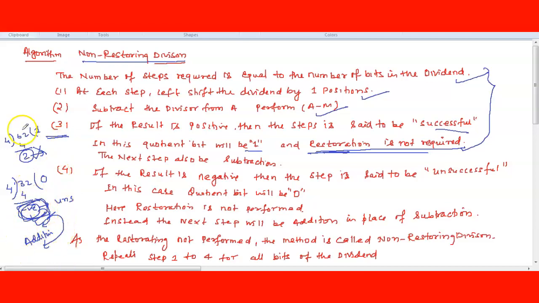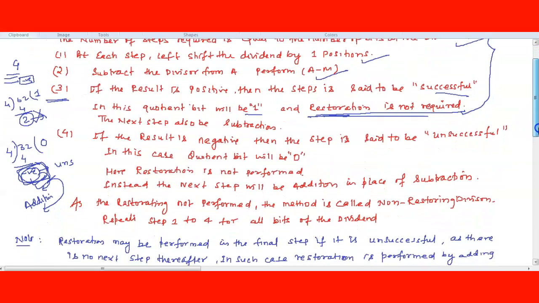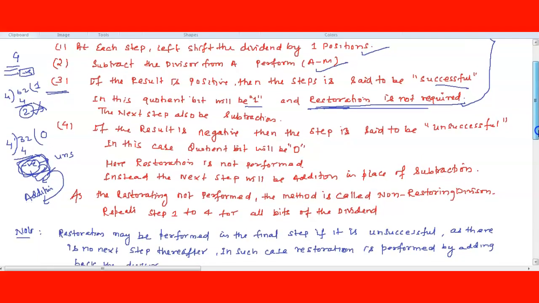Consider the last step: if you have a 4-bit dividend and 4 steps are over, and in the last fourth step the value is negative, we cannot go to the 5th step because only 4 steps are over. That time only, the last step restoring is performed. Whenever you get a negative number in the last step, only then can we perform the restoration. So I will read the algorithm, then we'll see the example, then we'll understand better.